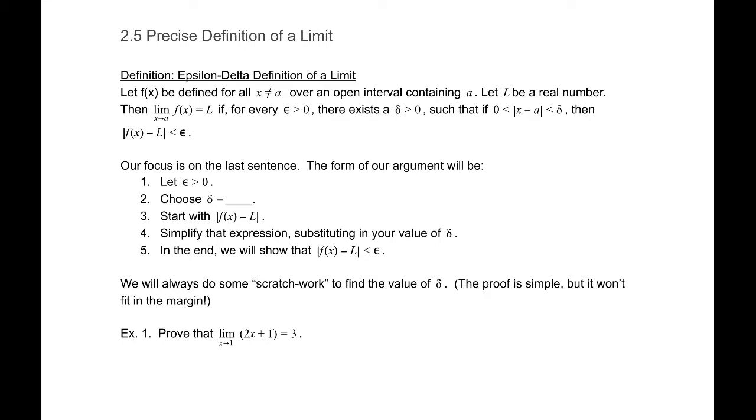So the epsilon is how close we want our y values to be to our limit. The delta is how close the x values are to what we're approaching. x approaches a in this case.